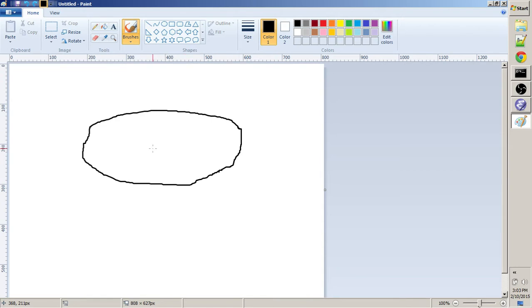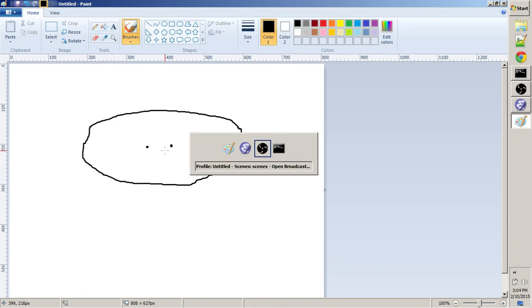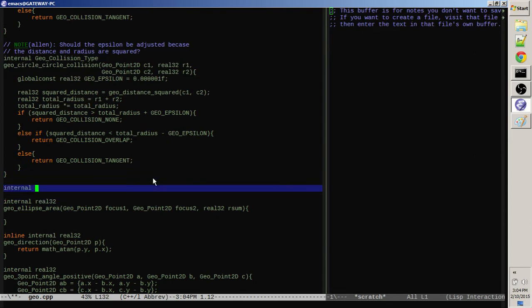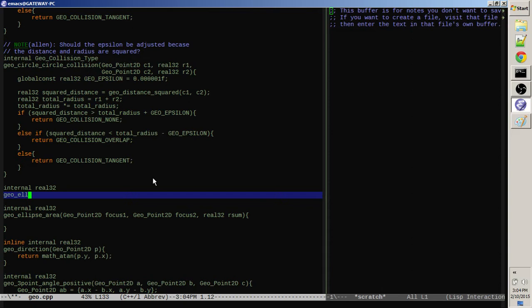But if we're going to represent it as 2 points, that's going to kind of be a problem, right? So let's see if we can maybe compute it first with a different representation. Another representation could be geo ellipse area, a center point, a major, or we'll call it R min or R minor, and R maj for R major.